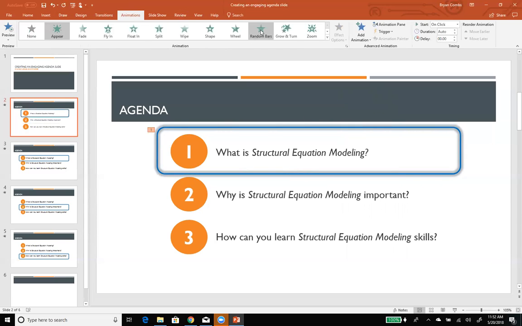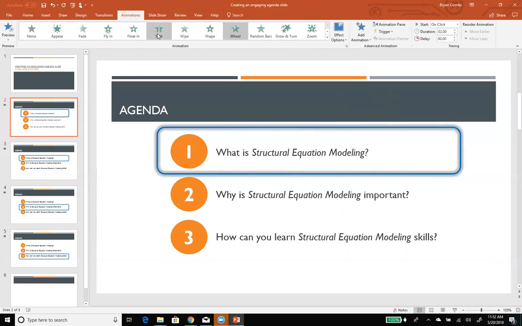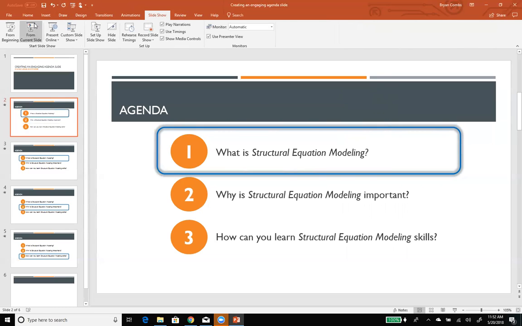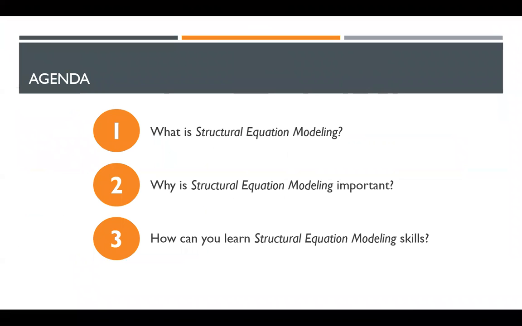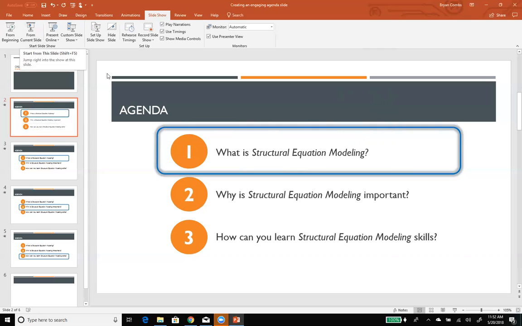If you prefer different effects, you can choose random bars or the wheel or a split. You can experiment with those to see what that is like. I'm going to keep it pretty simple and just say appear. I always like to test the animation, see what it's actually going to look like, by going up to Slide Show and saying, show me the presentation from the current slide. So this is the presentation view. And if I click my forward arrow, it adds the focus outline. And that's exactly what I want. So I'll press my escape button to go back to the normal view.